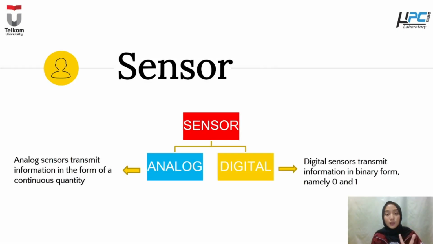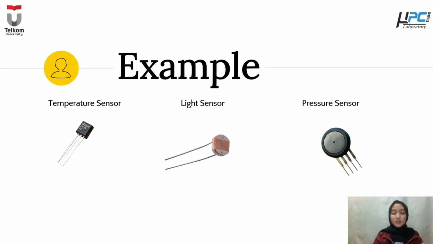There are two types of sensor. The first one is analog sensor, which transmits information in the form of a continuous quantity. The other one is digital sensor. Digital sensors transmit information in a binary form, namely 0 and 1. So here's the example of analog sensor. This one is temperature sensor, this one is light sensor, and this one is pressure sensor.